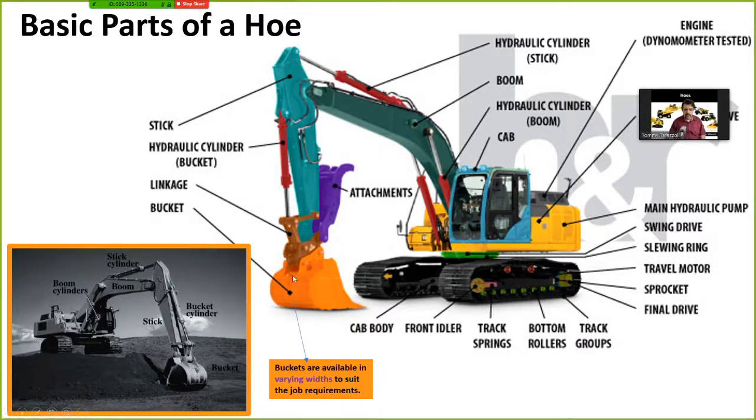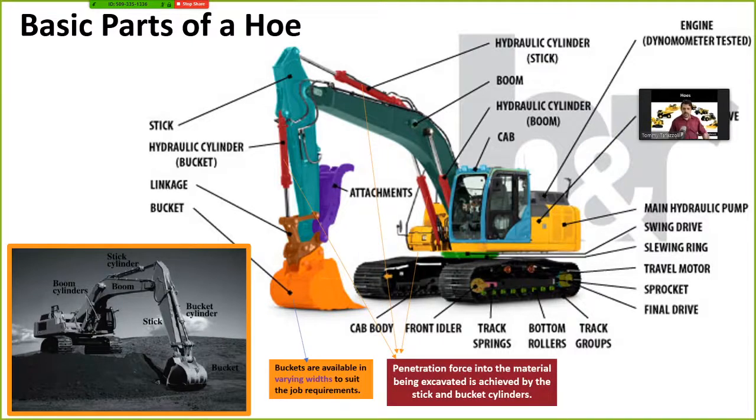Okay, so there is a variety of different buckets for hoes, and most of the time the main thing that is different between them is the width of the bucket, which changes its capacity and the production of the hoe. Penetration force into the material being excavated is achieved by the stick and the bucket cylinder.